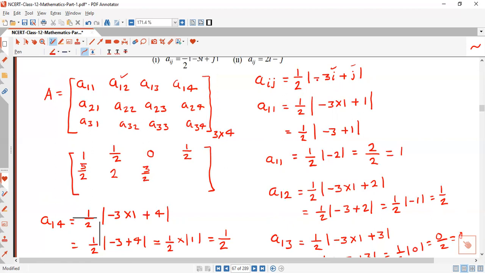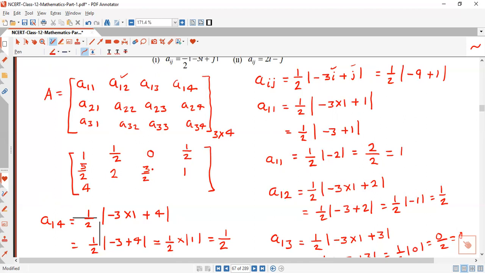A24: minus 6 plus 4 will be minus 2. Mod of minus 2 means 2, and 2 by 2 means 1. Now, for the third part, i equal to 3: 3 minus 9 plus j, where j is 1, is minus 8. Mod of minus 8 means 8, 8 by 2, 4. So it comes out 4.